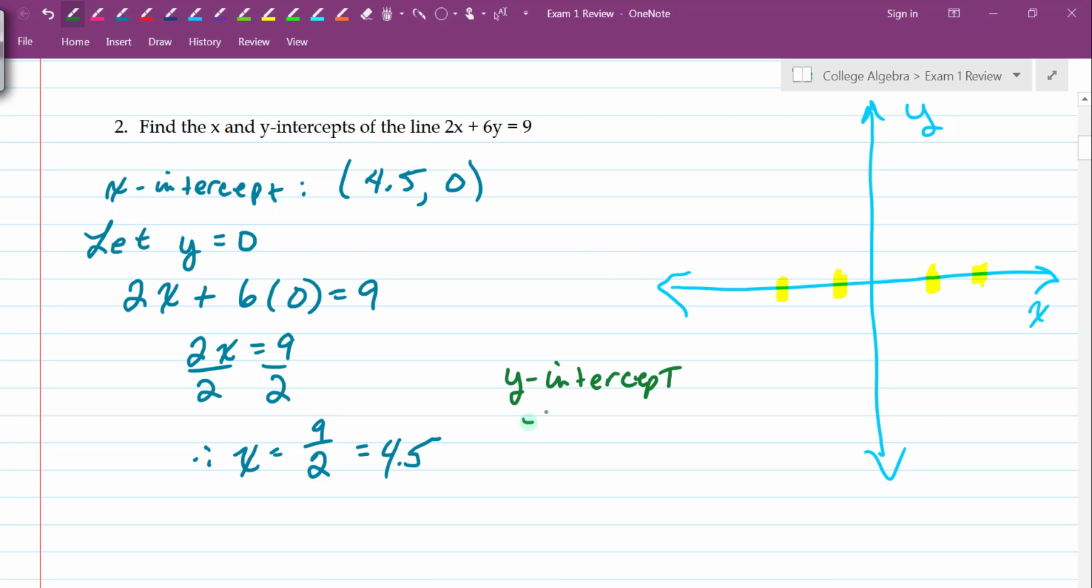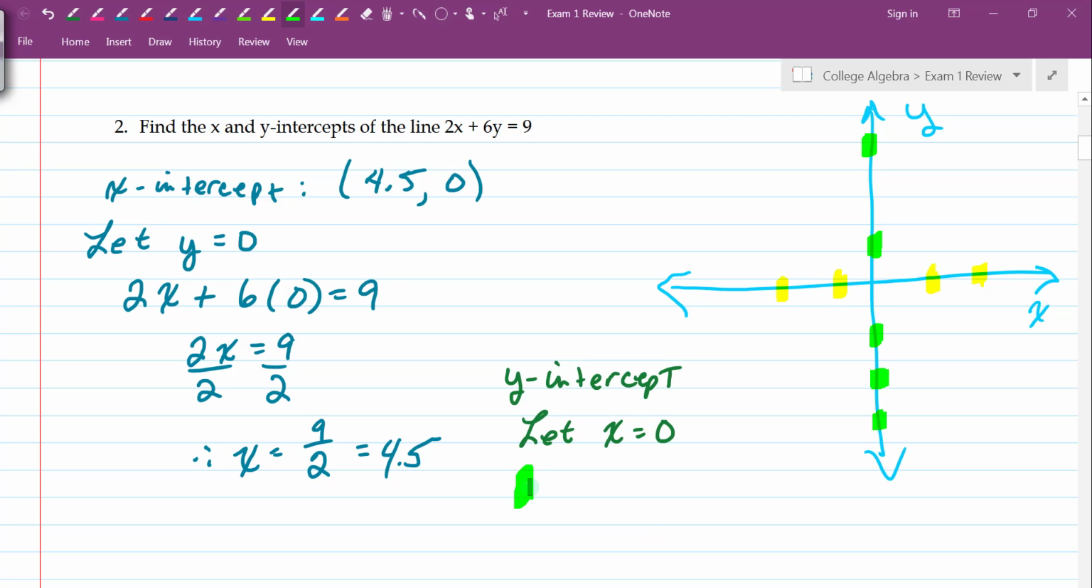So now to find our y-intercept, that means that we're going to let x equal 0, because to find our y-intercept, we need to have a point right here on the y-axis. We cannot go in the positive x direction, and we cannot go in the negative x direction. X must equal 0. So we just need to solve then for y.